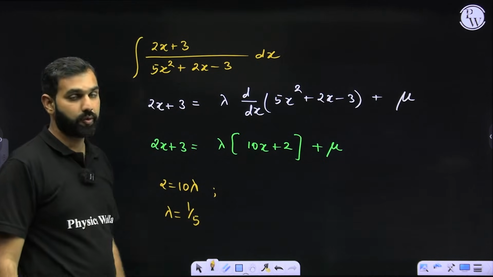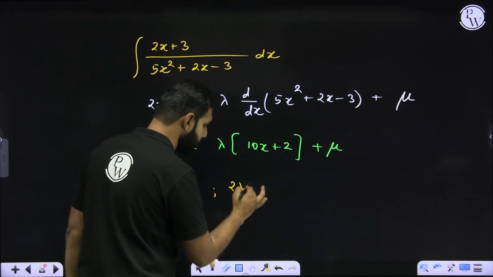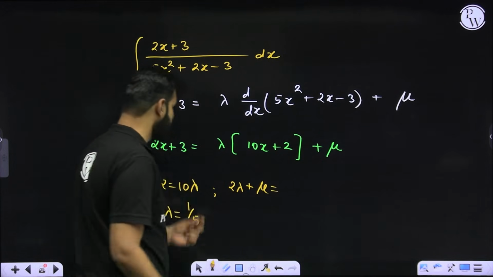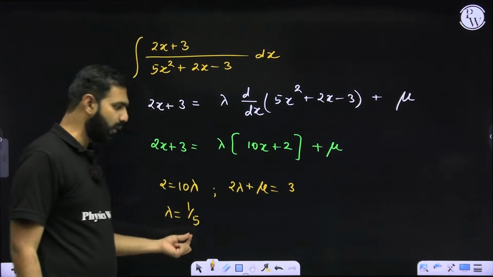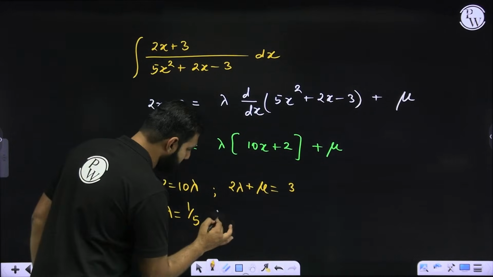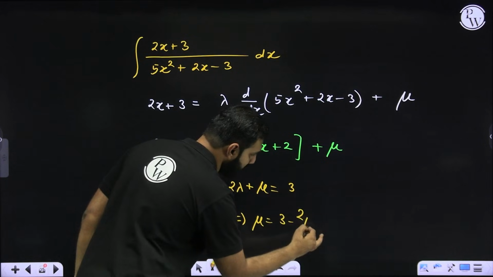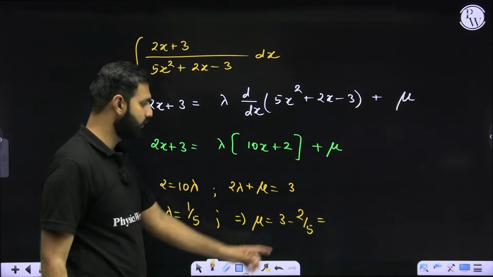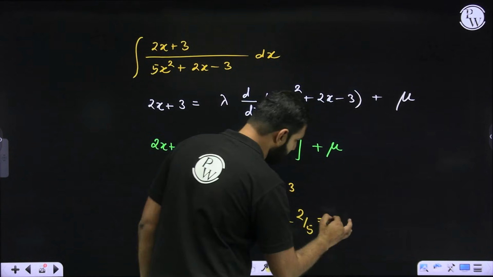Similarly, what about the constant terms? Constant terms here will be 2 lambda plus mu. What about the constant terms on the other side? It will be 3. And if lambda is 1 by 5, then 2 lambda is 2 by 5. So mu will be 3 minus 2 by 5, which is nothing but 15 minus 2, which is 13. So mu should be 13 by 5.